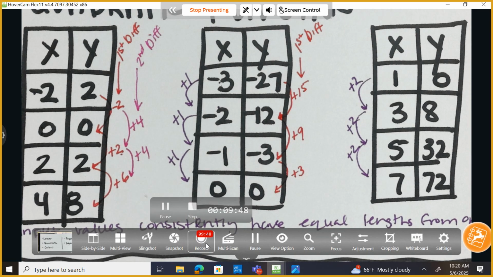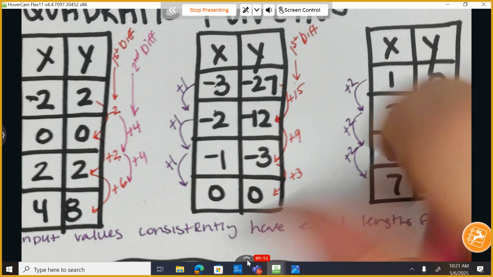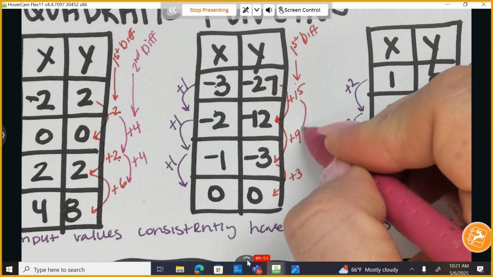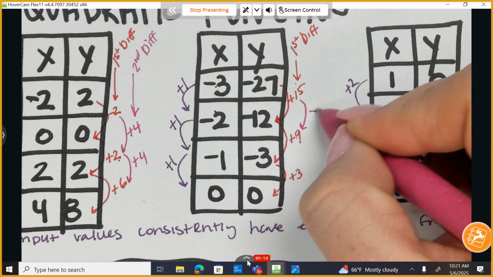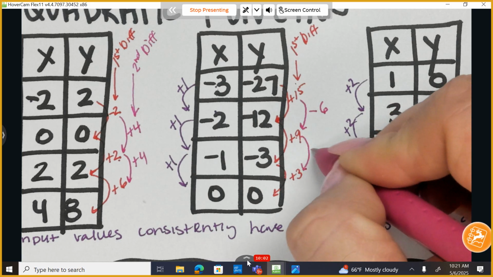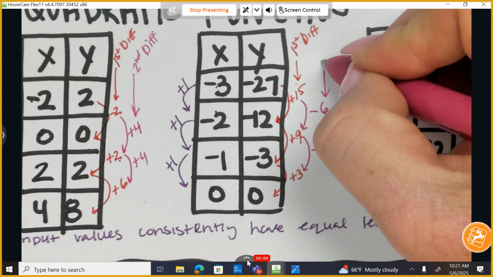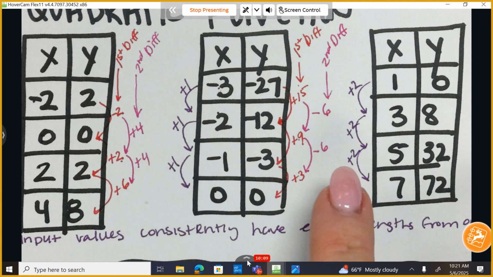We're going to try the second difference. Here we go, second difference. How do I go from 15 to 9? Well, I have to go down. How much do I have to go down? I have to go down 6. How do I go from 9 to 3? I go down 6. This is the second difference. We can see the second difference is the same.